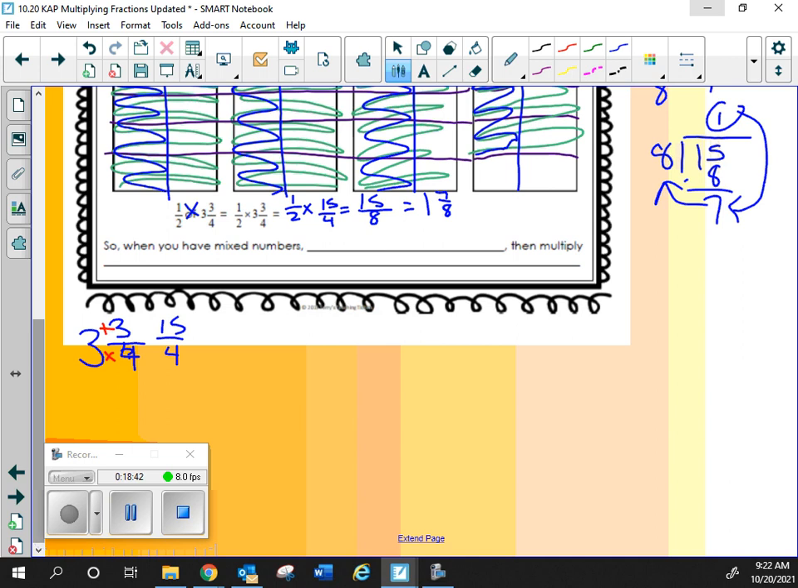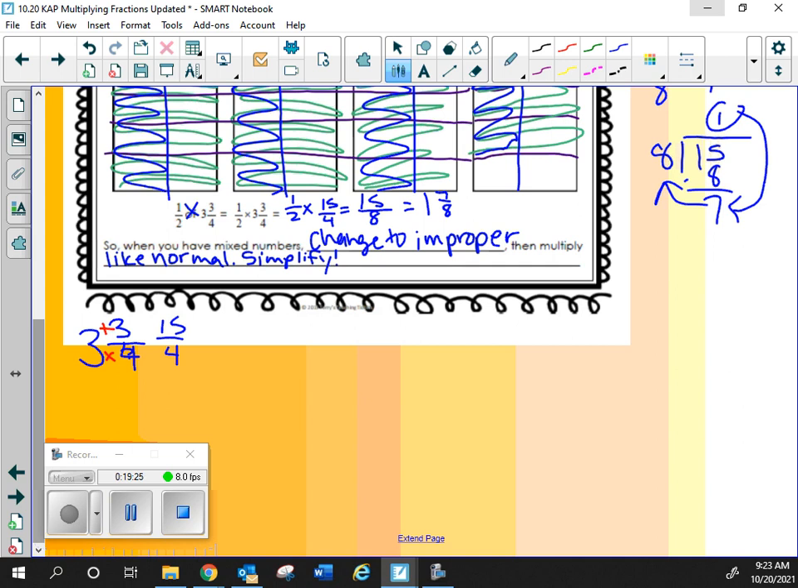All right, so when you have mixed numbers, what do we do first before we can multiply that mixed number? We change to improper. And then I'm going to say multiply like normal. Okay, then multiply like normal. Any fraction problem, I end it with simplifying. Yay? Yeah. Look at that. I'm a rock star. That's what you're saying.